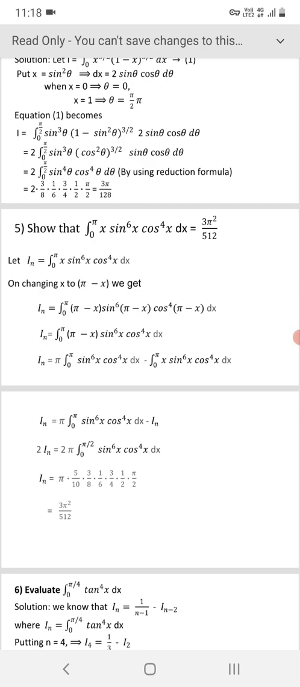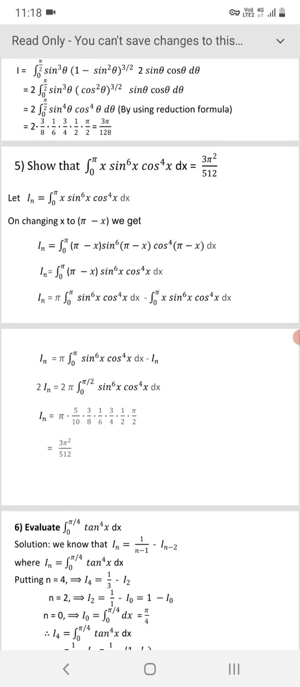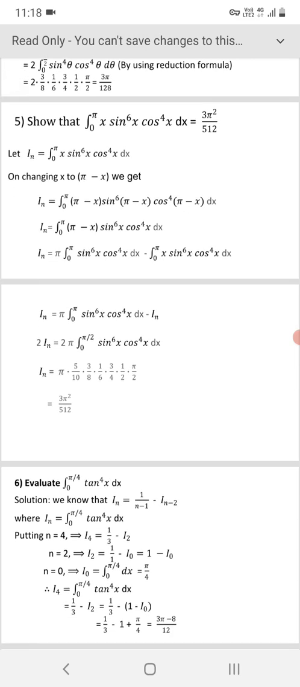If I take pi as a constant outside, then it becomes two integrals. Again, the right hand side of this integration, that is In, and this minus In will become left hand side, that is 2 times of In equals, instead of 0 to pi we can write 2 times of 0 to pi by 2 sin power 6 x into cos power 4 x with respect to x. Now here we will cancel 2 on both sides, therefore In is equal to pi times of, by using once again the product of the reduction formula, on the basis the value of this integration, after simplification we may get 3 pi square by 512.